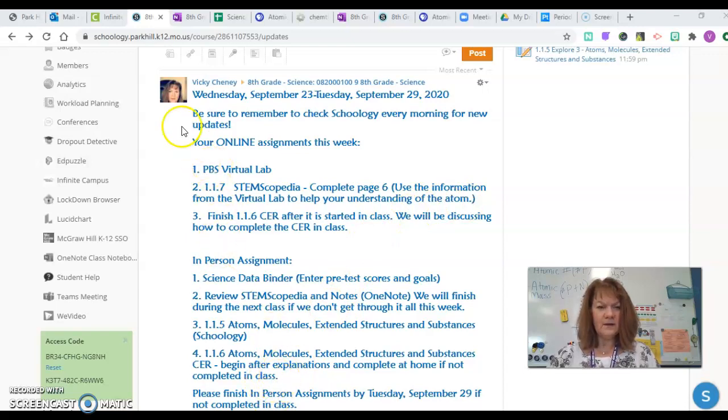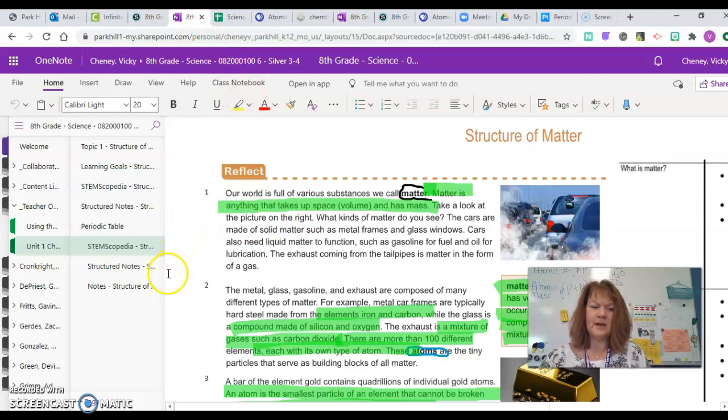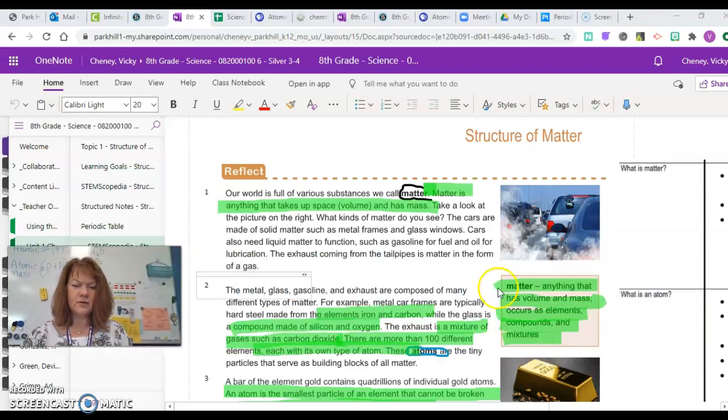So if you guys will look at your OneNote, I have a couple areas that I have highlighted. I'm going to move my picture over here so that you can see this. So in the areas that I have highlighted, here we have our world is full of various substances we call matter. Matter is anything that takes up space, has volume, and has mass.